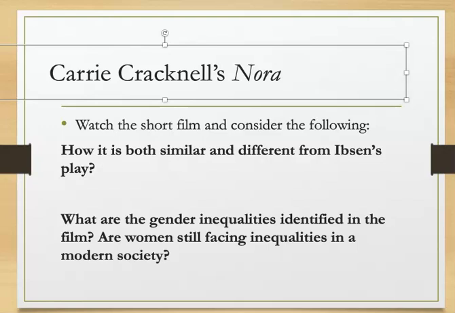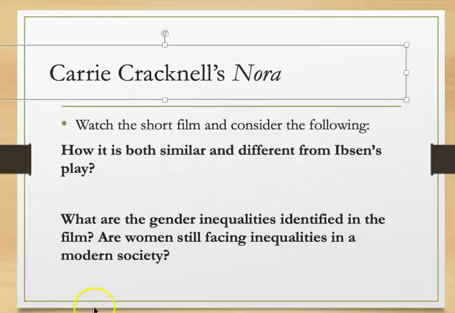Okay, so just before we wrap up our discussion of Ibsen's A Doll's House, I do want to get us to watch this short version of the film, but done for a modern audience and a modern interpretation of some of the themes or ideas in the play. So this is Carrie Cracknell's Nora, and it's just 10 minutes long. It's a really short film, but it borrows some themes or ideas from Ibsen's original play and then transforms it into a modern take on that same issue of gender inequality, but for a modern audience.